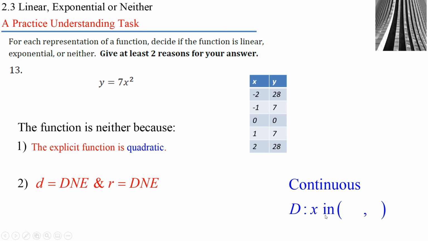The domain is x is in, and we're assuming we're going to go forever in both directions. So I'm going to go from negative infinity to infinity exclusive. All right, this is number 13.